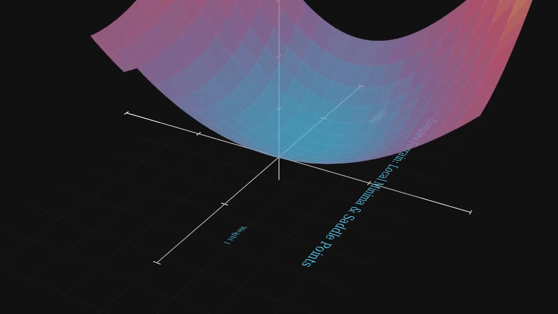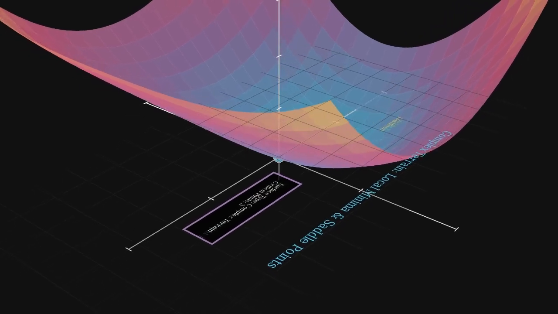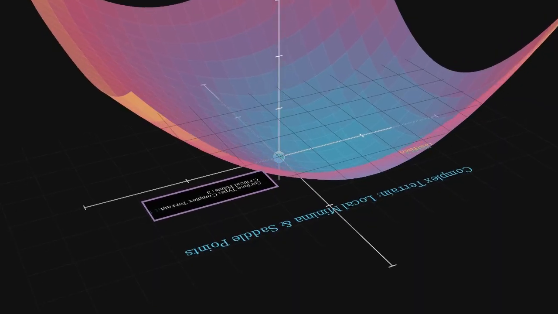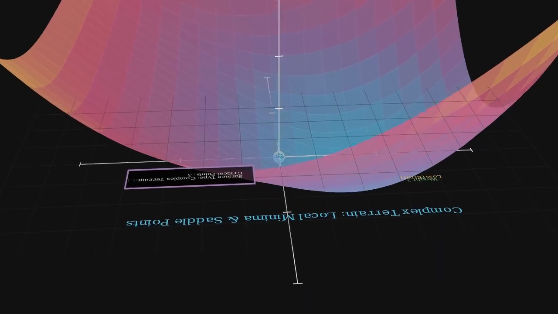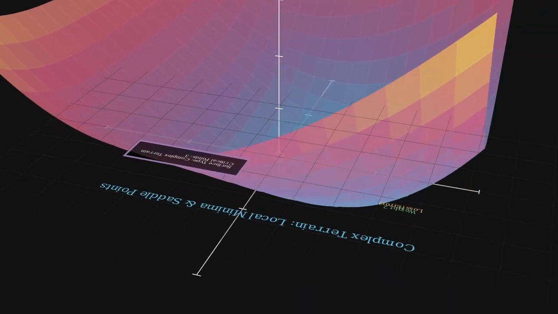Real loss landscapes aren't simple bowls, they're complex terrain. Small dips called local minima can trap the algorithm, mimicking the true lowest point. Flat saddle points can stall progress entirely, with near zero slope in every direction. Gradient descent must escape these traps to reach the true global minimum.